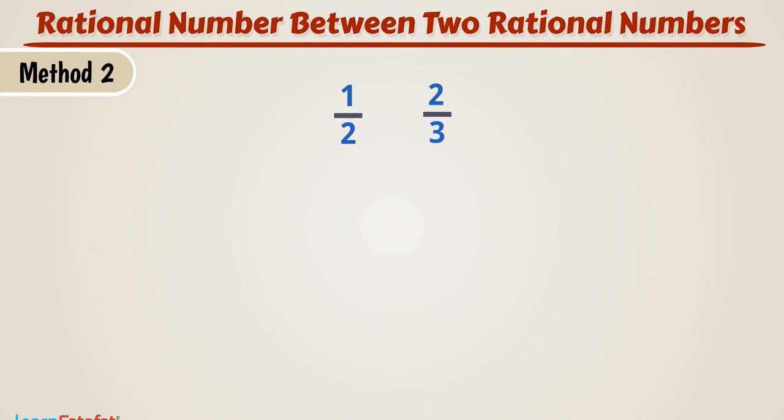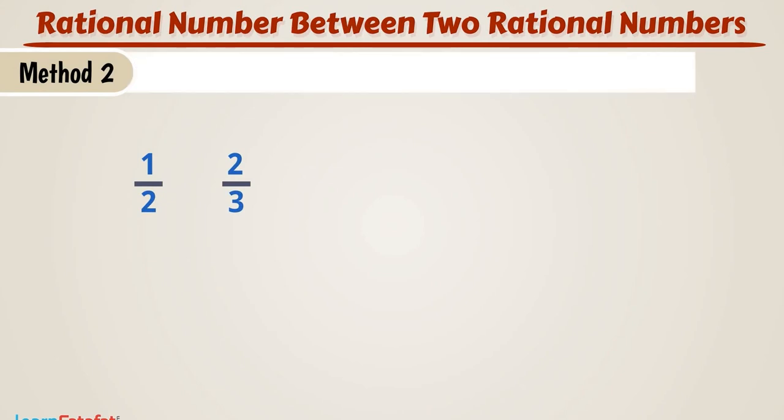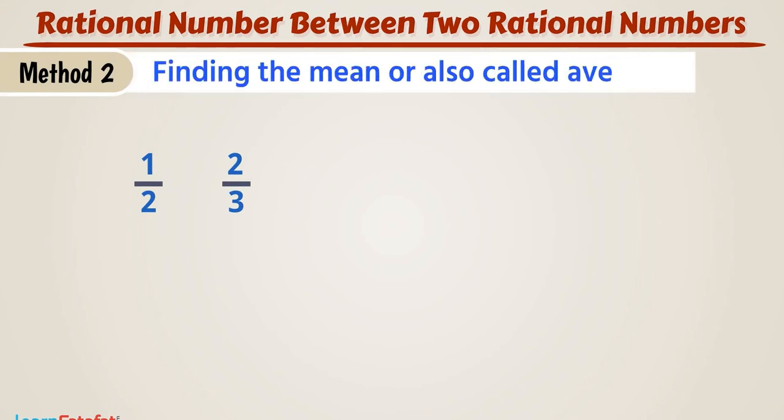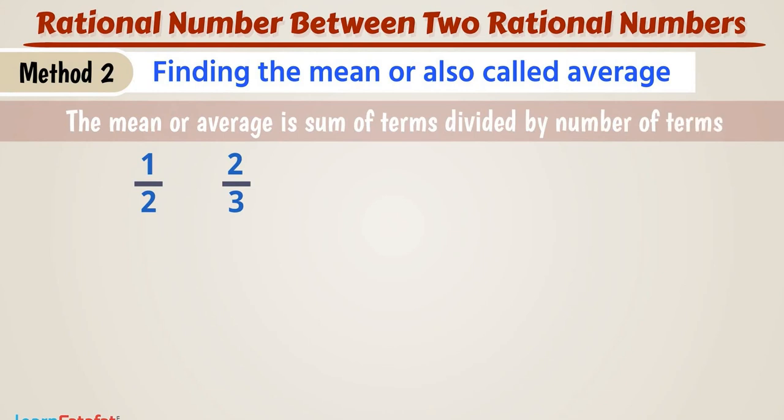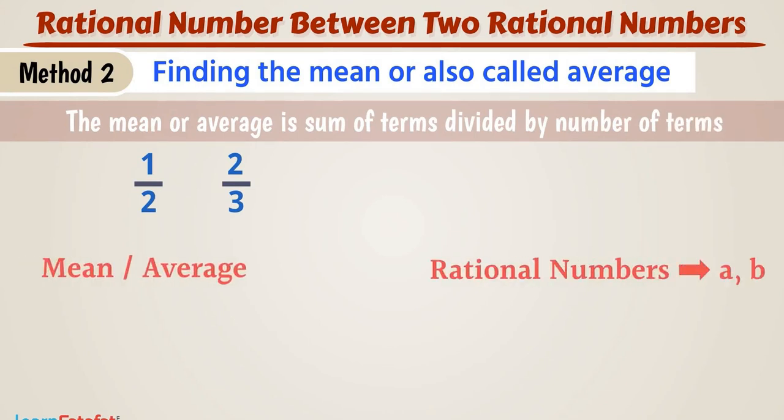Let's find rational numbers between 1 by 2 and 2 by 3. We do so by finding mean, or also called average, of 1 by 2 and 2 by 3. The mean or average is sum of terms divided by number of terms. The mean or average of two rational numbers a and b is a plus b upon 2.